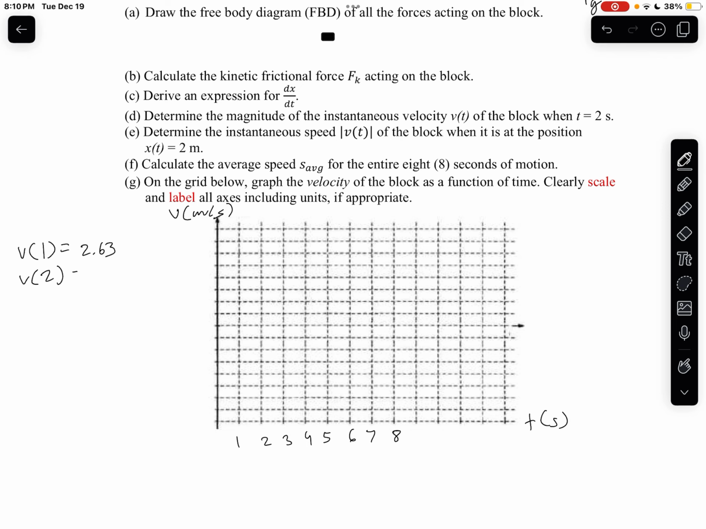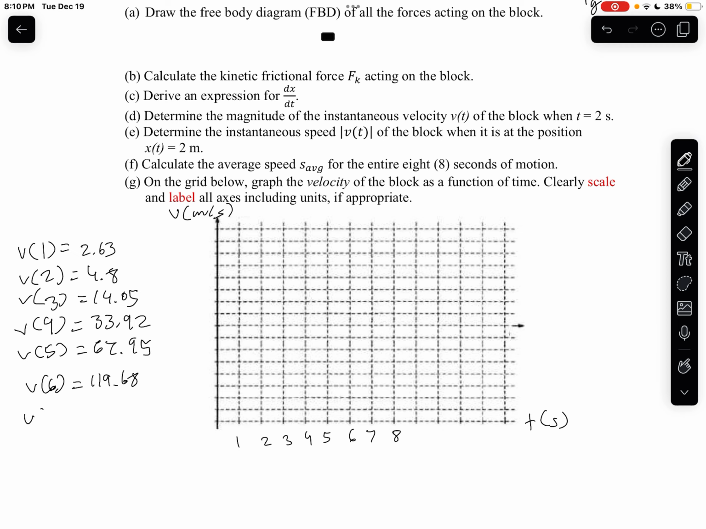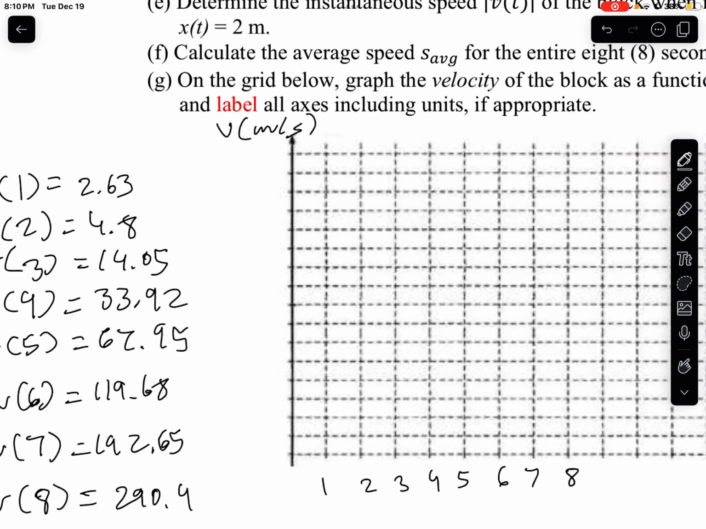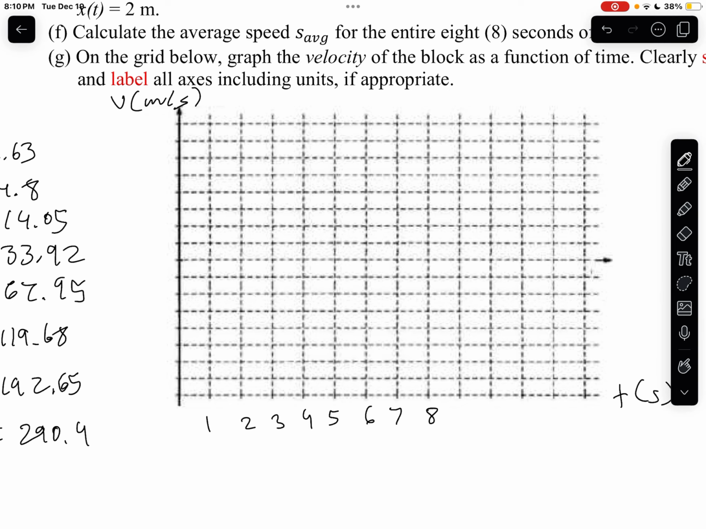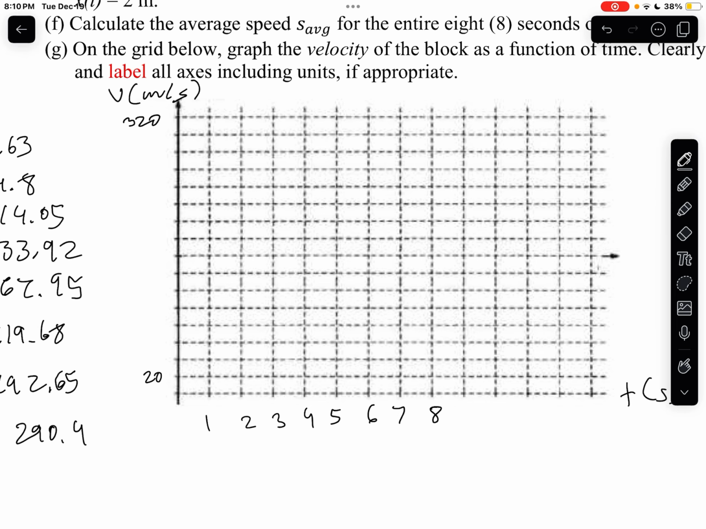V at 1 is going to be 2.63. V at 2 is 4.8. V at 3 is 14.05. V at 4 is 33.92. V at 5 is 67.95. V of 6 is 119.68. V of 7 is 192.65. V of 8 is 290.4. And then I'm going to scale the y-axis by 20, starting with 20 and ending with 320.